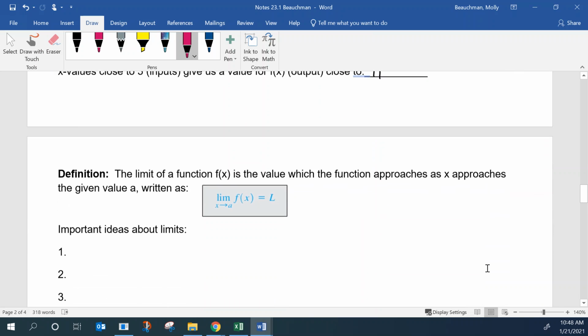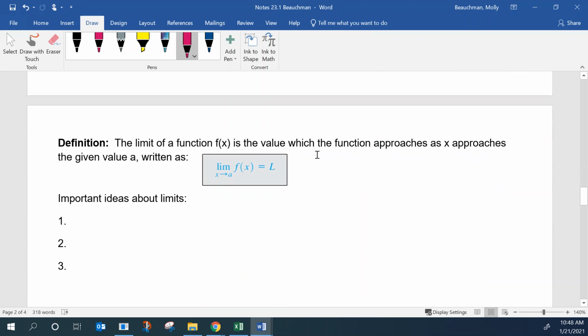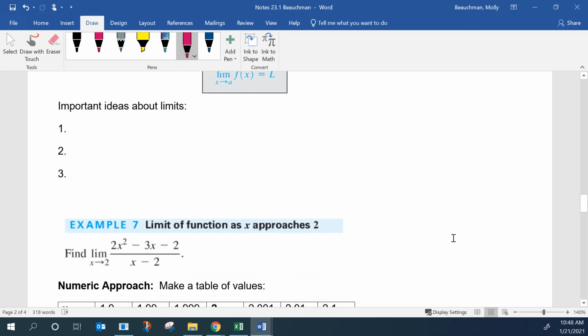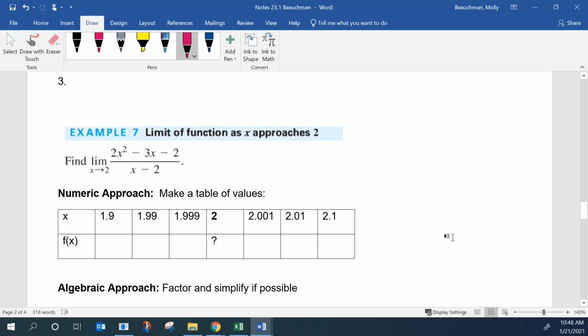So the limit of a function f of x is the value which the function approaches as x approaches a given value, written in this notation. The limit as x approaches a of f of x is equal to L. And the answer, L, is basically the y value. Okay, I'm going to come back to important ideas about limits after we take a look at some examples.